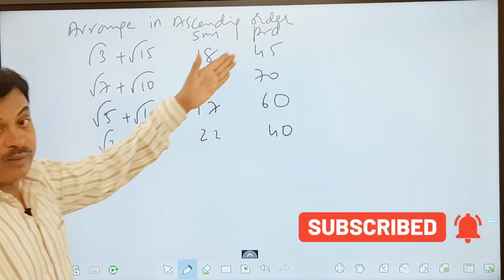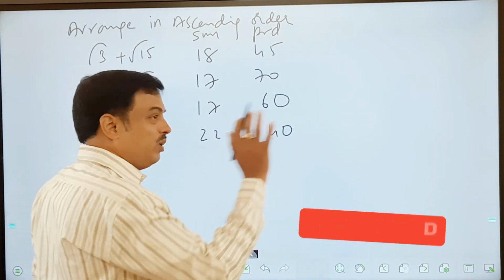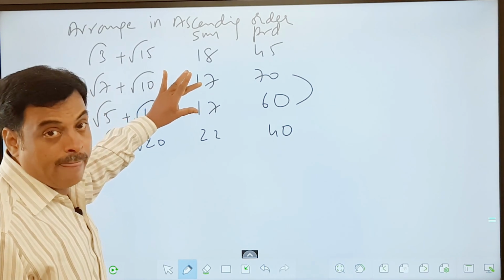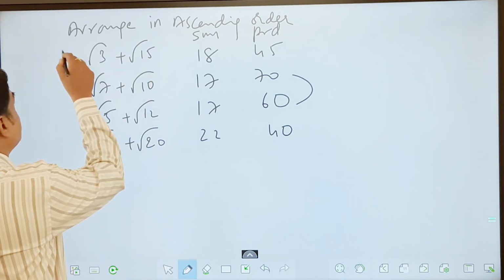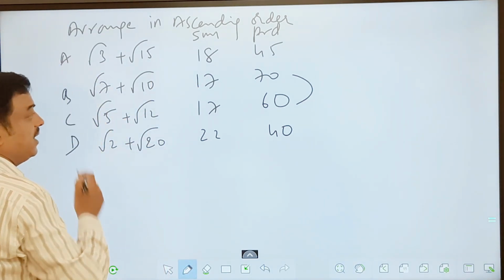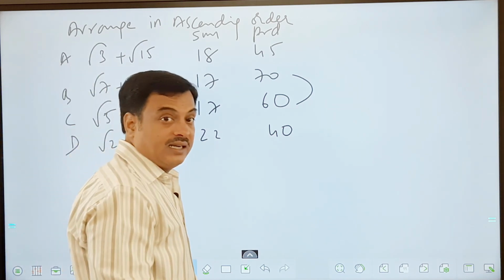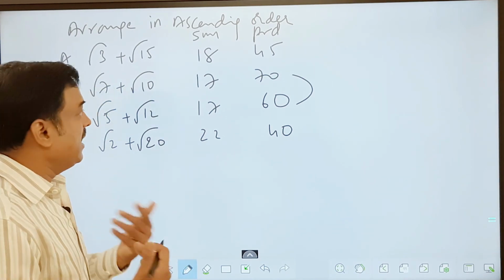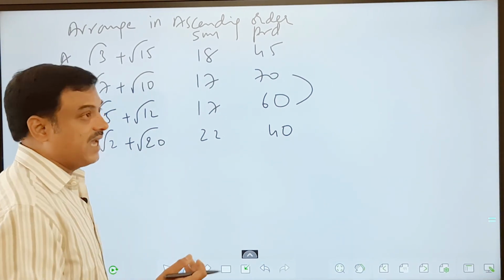Now what do we do, my friend? See, the sum is not the same and the product is not the same for all of them. The only thing I can do is compare these two, because the sum is the same for them. So if I take these as A, B, C and D, definitely C is less than B. That is confirmed, there is no doubt in that. So maybe I have to check what to do for the others.